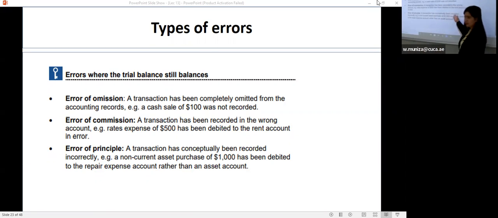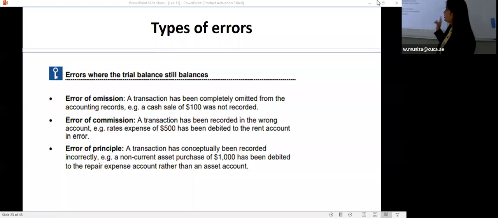I hope you are clear about the difference among these. So error of principle, a transaction has conceptually been recorded incorrectly. That is, a non-current asset purchase of $1,000 has been debited to the repair expense account rather than the asset account. Okay, so this is the error of principle. So 3 errors we have discussed. Error of omission, जिसके अंदर completely omit हो जाएगी entry out of the accounting records. Error of commission, जिसके अंदर head of account सही है लेकिन category गलत है. Error of principle, जिसके अंदर head of account ही गलत है.